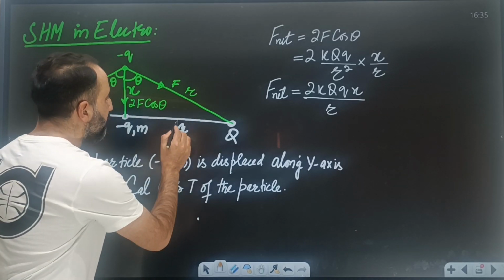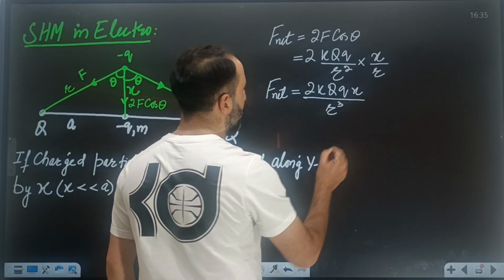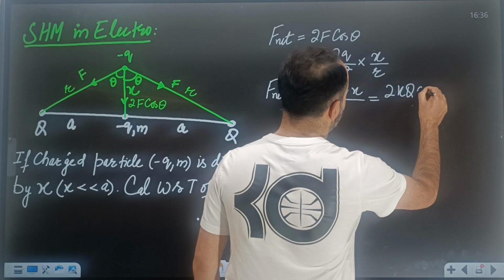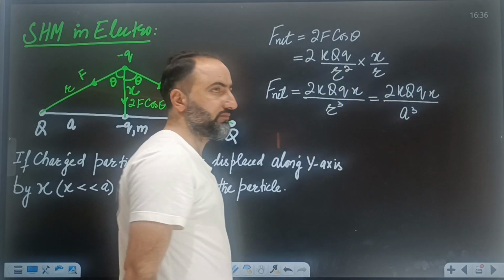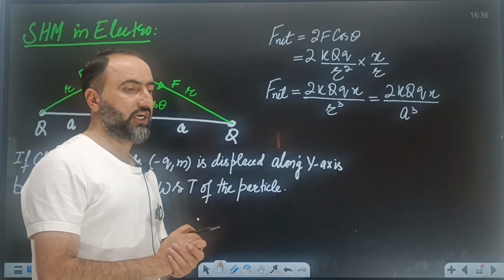उससे ये होगा, this r will be approximately equal to a. All right. So this equation will be something like this: 2k capital Q small q into x divided by a cube. ठीक है ना बेटा? So this is the equation, that is the net force on the charged particle.